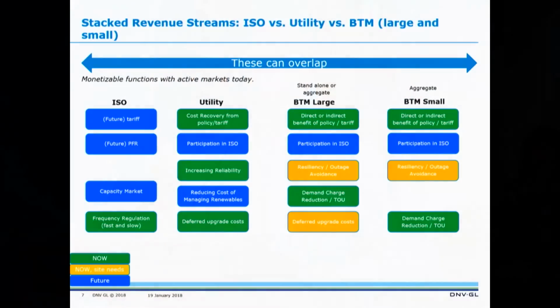This slide is an attempt to show how stacked value streams are actually overlapping across the many different kinds of storage you hear about. You hear a lot about behind the meter, and you hear about utility scale, and those are all kind of not officially defined terms, right? So how do we put some color around those? The projects that we see today for behind the meter, a lot of them have a demand charge or time of use management function in them, and that's how they're getting financed. That's what makes them bankable. In addition to that, they are stacking that on some sort of direct or indirect benefit of a state policy.